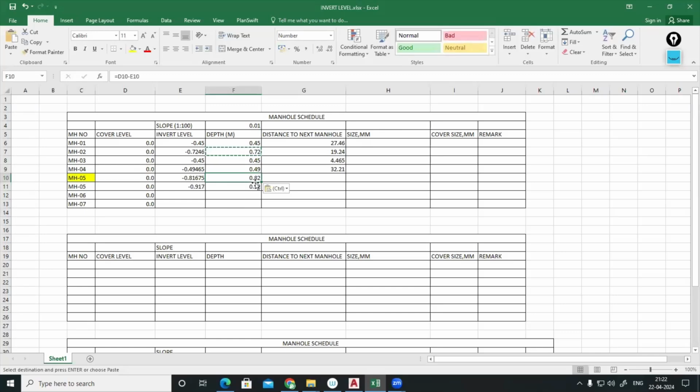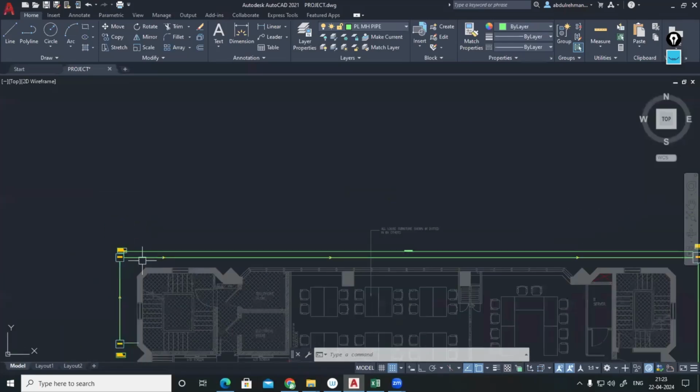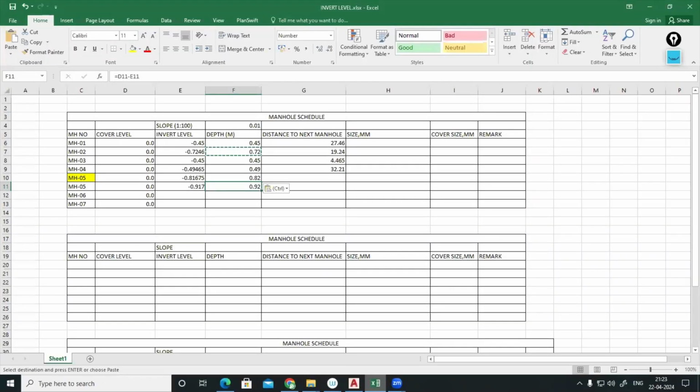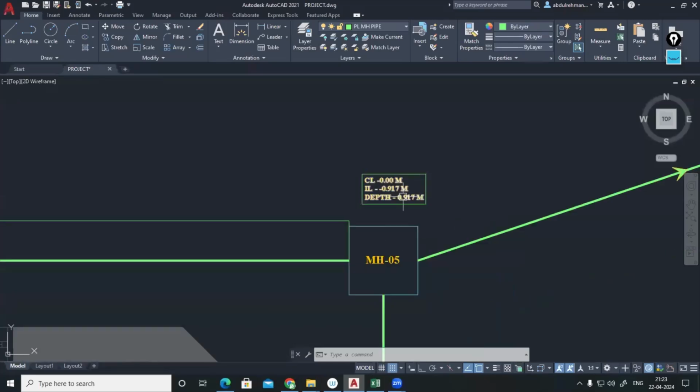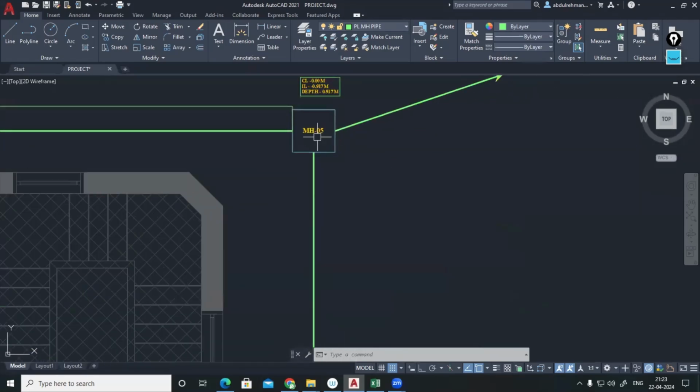0.82. Out of these two, where are you getting the more depth? 0.92, no? So comparing manhole number 4 to manhole number 5, the depth is coming less than 0.92. Which one should you consider? Out of these two, where you are getting the more depth, that one you have to consider. That's why for manhole number 5, I'll follow this one, because otherwise the depth will be 0.82 only, but here I need 0.92. The depth of manhole has to be increased from 82 centimeter to 92 centimeter. Then only this pipe will get sufficient slope.